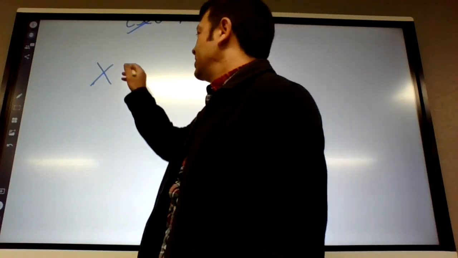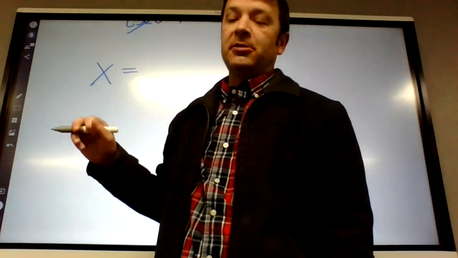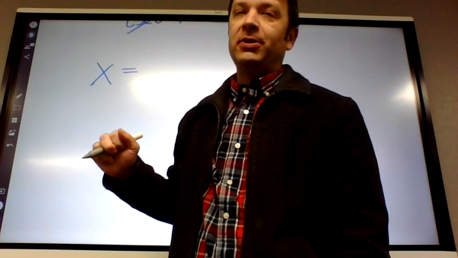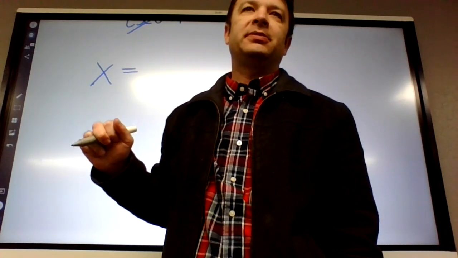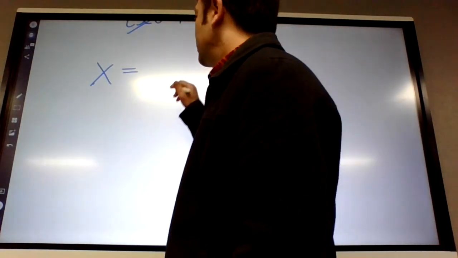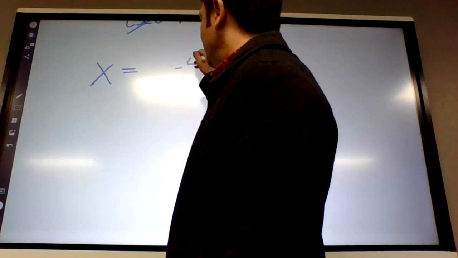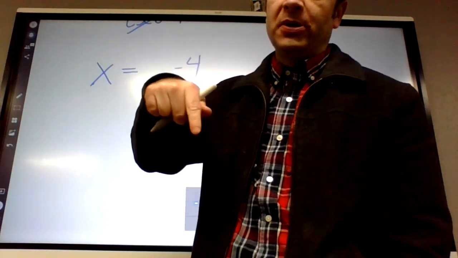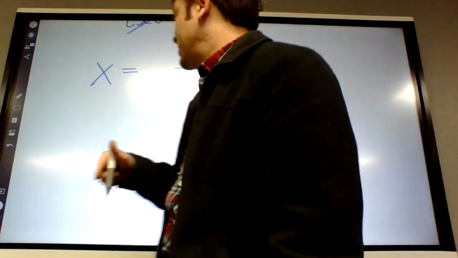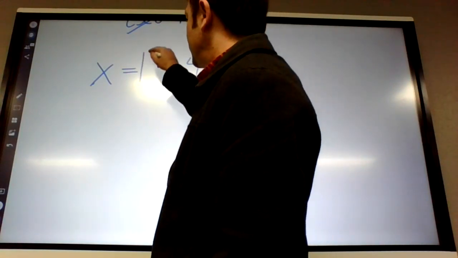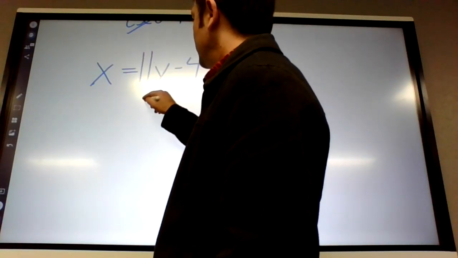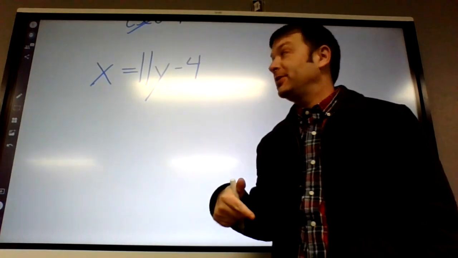One number is 4 less than. What do I put for 4 less than? Minus 4. Okay, something minus 4. 4 less than what? 11 times another number. So another number means a different number than the x.